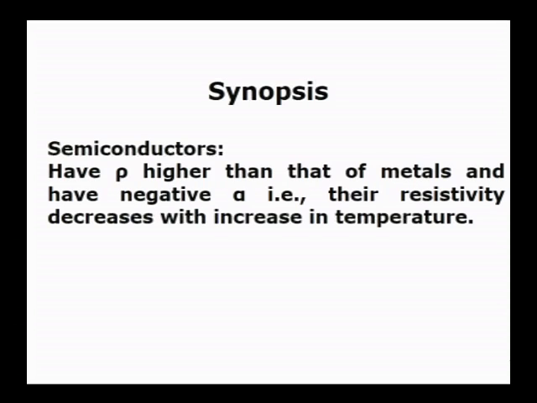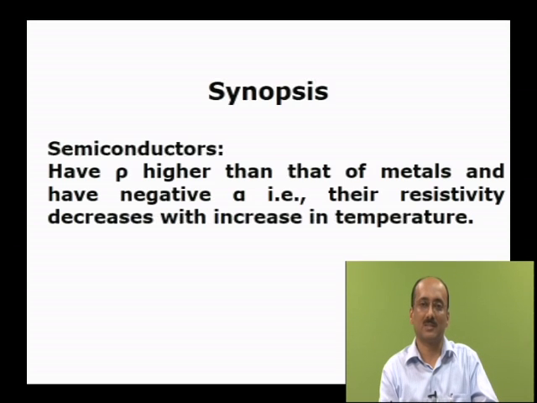Semiconductors are an integral part of modern electronic circuitry. Semiconductors have high resistivity compared to metals, and they have a negative temperature coefficient of resistance. What is the meaning of negative temperature coefficient of resistance? When alpha is negative, it means that as temperature increases, resistivity and hence resistance decreases. And when temperature decreases, resistivity and hence resistance of the material increases.